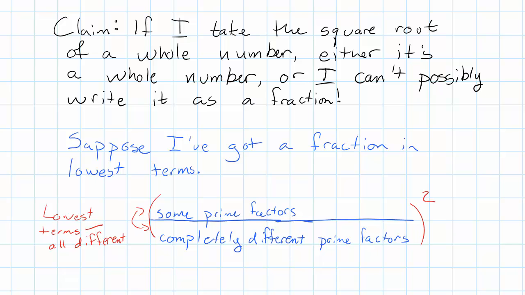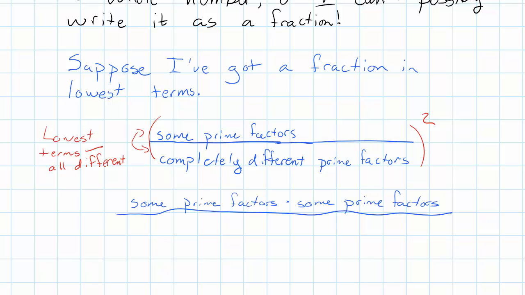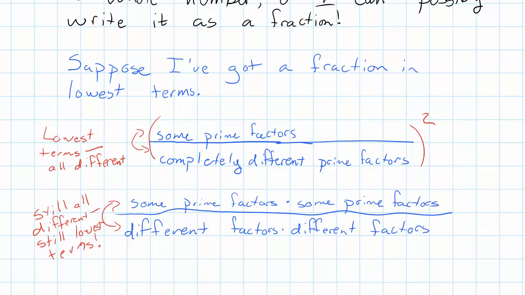Okay, and now I take this thing and I square it. What happens? Well, in the numerator, I've got those same prime factors I did before. It's just that they show up twice. And in the denominator, I have the factors that I had in the denominator before, only they show up twice. But it's still the case that these are all different. So this fraction is still in lowest terms after I squared it.